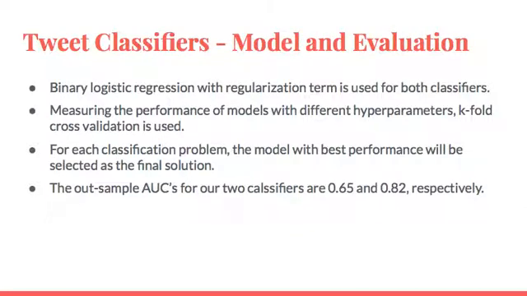For modeling and evaluation, we use binary logistic regression for both classifiers, and we use k-fold cross-validation to find the best model as our final solution. For our final models, the out-of-sample AUCs are 0.65 and 0.82 respectively.